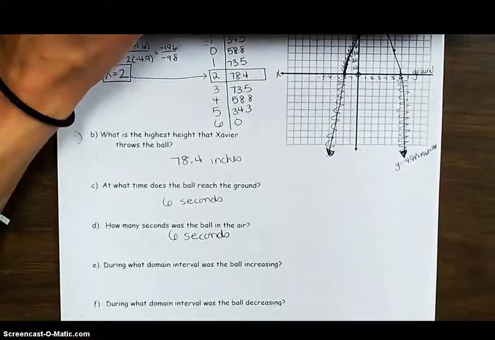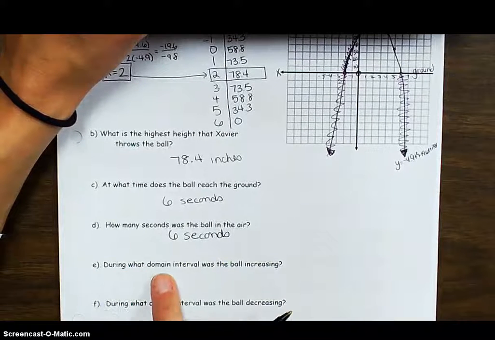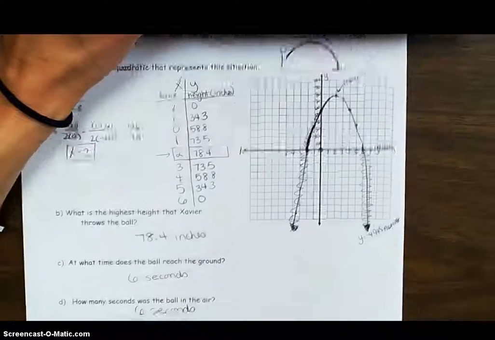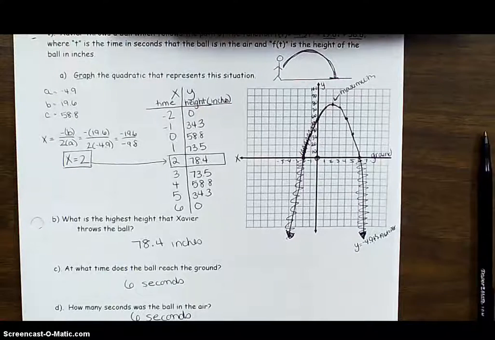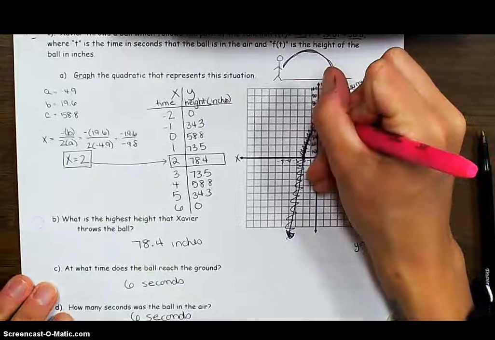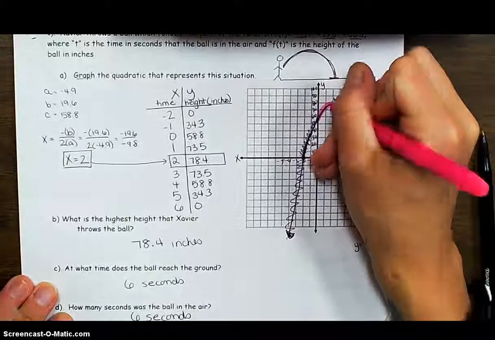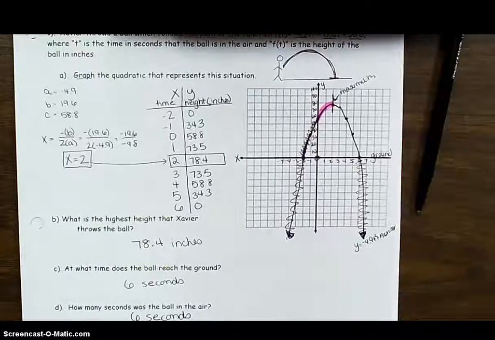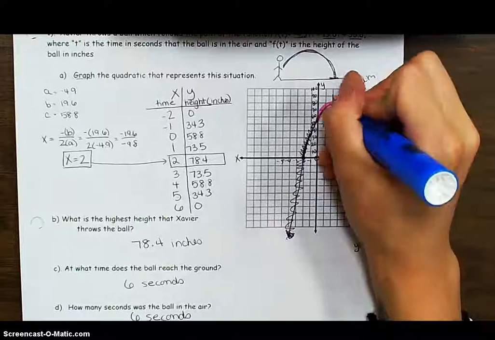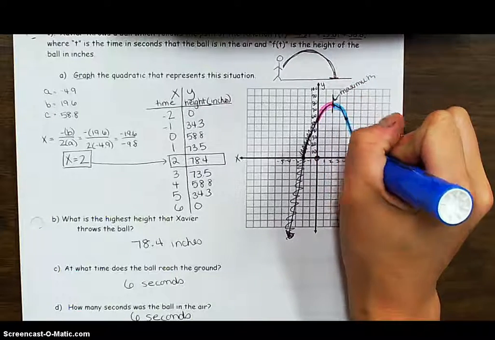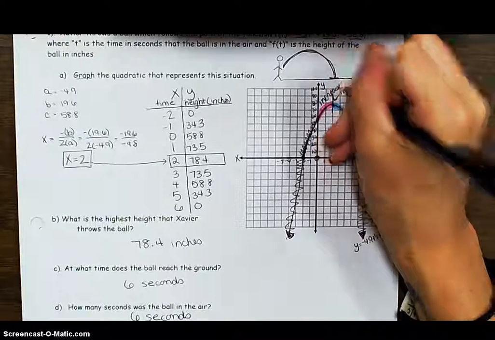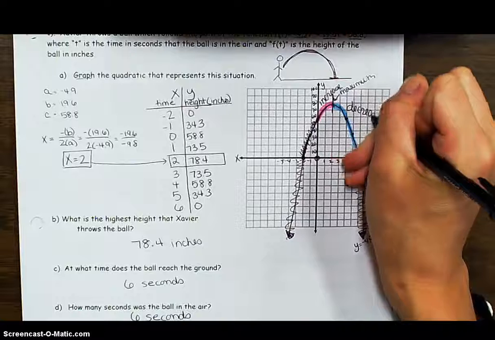Okay, now this next one, this is a big one. During what domain interval was the ball increasing? Remember, domain is your x values. So let's look at the picture. So in our parabola, so here is where our ball is going up, up, up, up, up. When it hits our maximum right here, this is the turning point. So there it stops going up and it starts going down all the way till it hits the ground. So this is the part where we are increasing, and this is the part where we are decreasing.